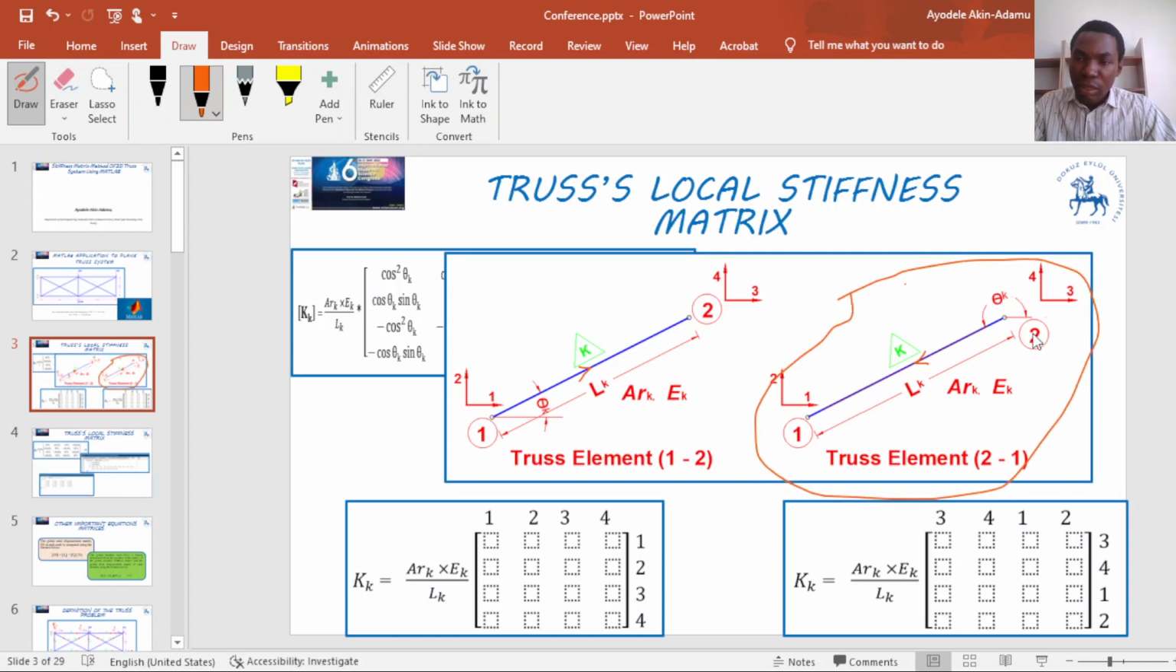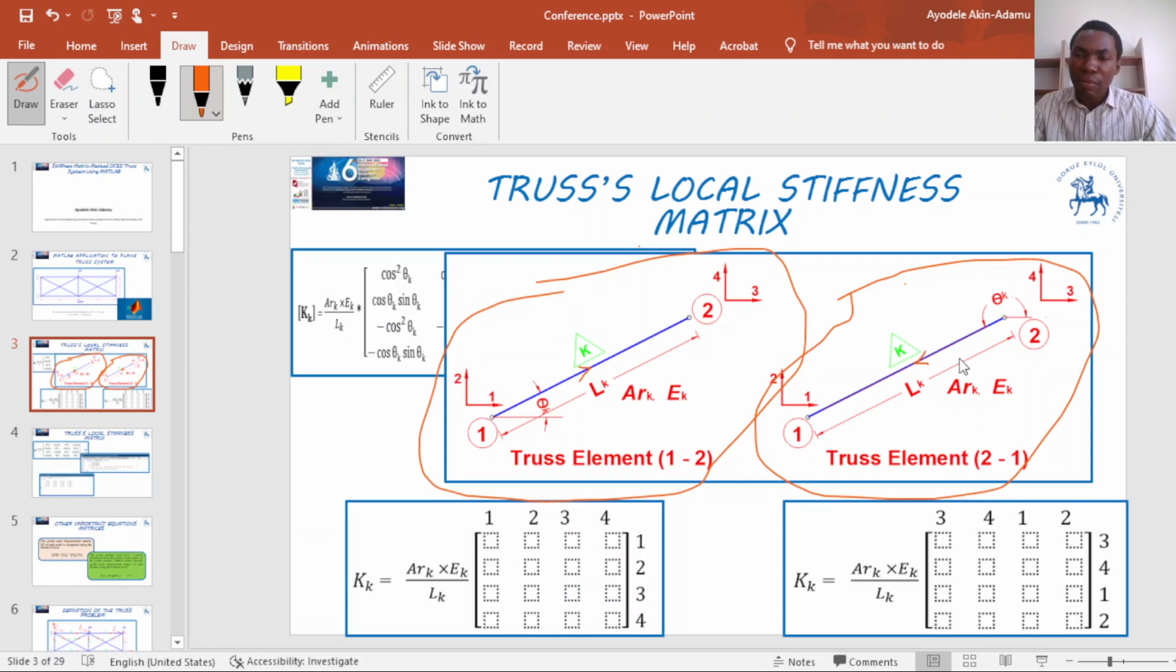For this problem, the arrow pointing from node 2 to node 1 means node 2 is our start node and node 1 is our end node. Theta is always measured from the start node. Because the start node is node 1 here, we measure theta K from node 1, and theta K is the angle between the horizontal x-axis and the member.